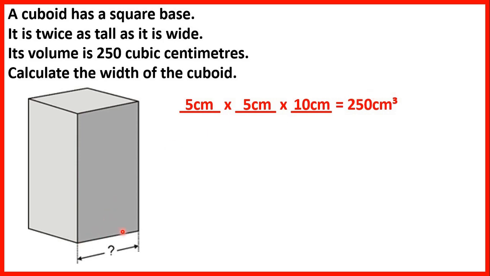So we have a width of 5 centimetres. We have a square base because this width is 5 and our breadth is 5 as well, so that's a square. And we have a cuboid that is twice as tall as it is wide because 10 is twice as much as 5. 5 times 2 is 10, so 10 is twice 5.